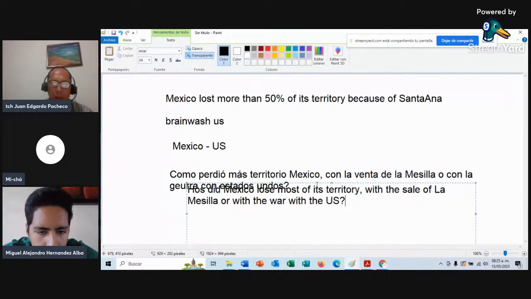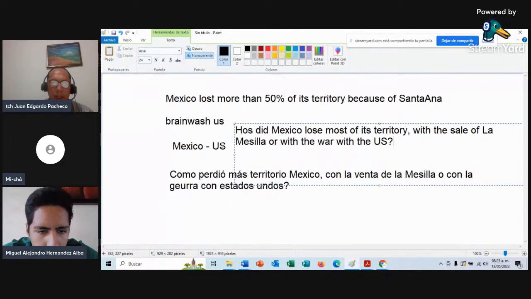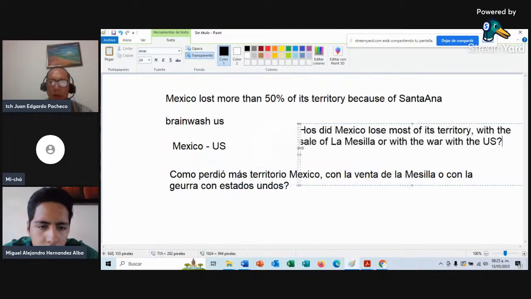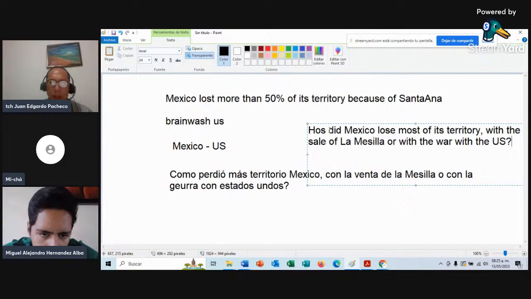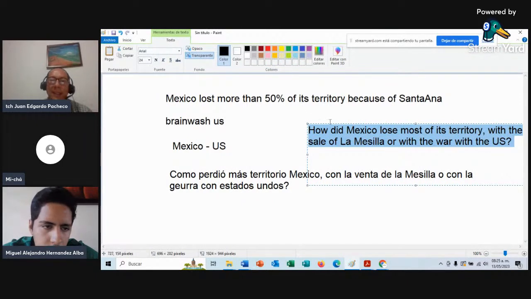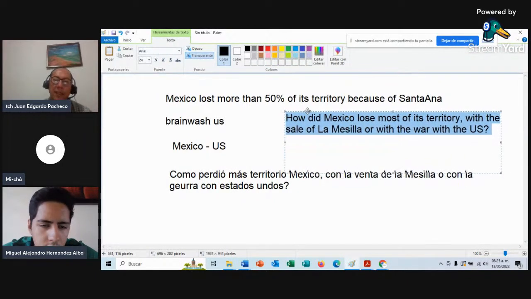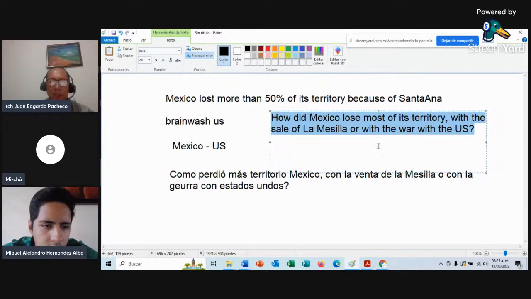And then we're going to ask our friend what he thinks, or she, right? We tend to say he, but maybe it's a woman. I think you can choose its gender or whatever you want. I already asked it, what's your gender? I think it was you who asked that question last time, Mickey. Let me ask the question: How did Mexico lose most of its territory, with the sale of La Mesilla, with the war with the US?